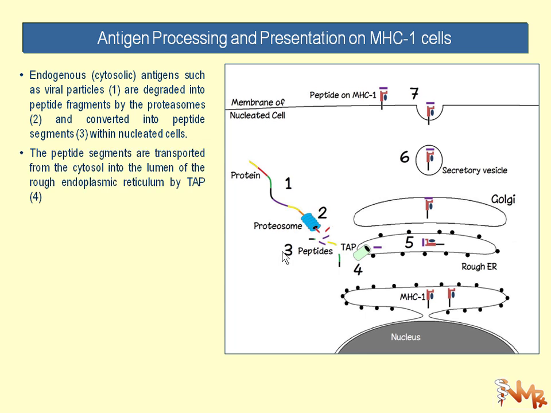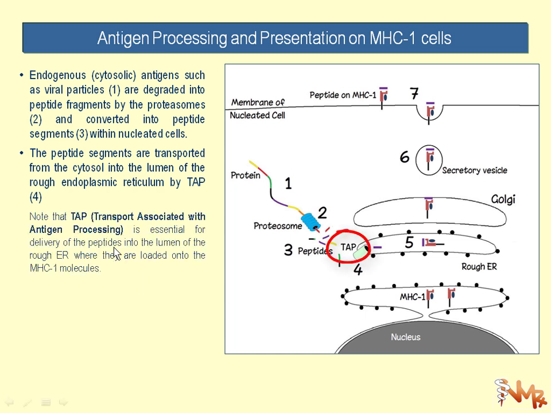The peptide segments are then transported from cytosol into the lumen of the rough endoplasmic reticulum by TAP. TAP stands for Transport Associated with Antigen Processing. This molecule or protein is essential for delivery of peptides into the lumen of rough endoplasmic reticulum, where they are loaded onto the MHC1 molecules. So we can get these peptides, and now we load them on MHC1.